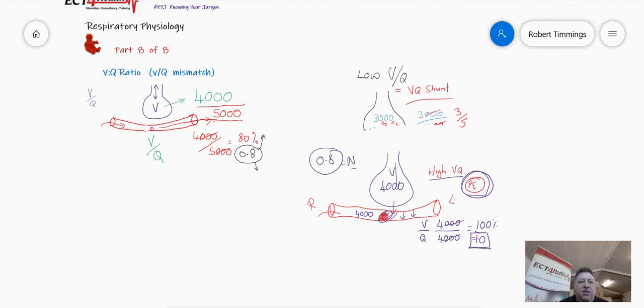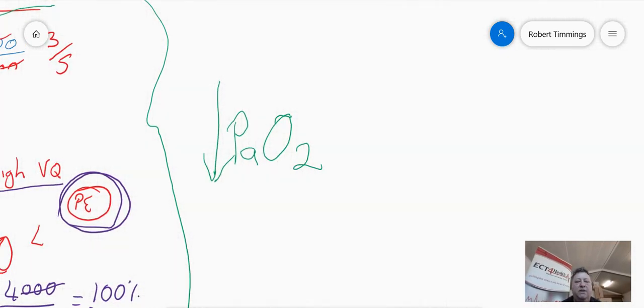The calculation of the VQ ratio, just reflecting on that, coming back to this over here, is the amount of air coming into contact with the amount of blood over a set period of time. The low VQ is sometimes referred to as a VQ shunt, and that's where there is less air to blood. And a high VQ is the opposite, that's where there is less blood to air. And both of those consequences are going to be a decrease in the amount of oxygen that gets into the arteries. So my patient's PaO2 is going to be reduced.